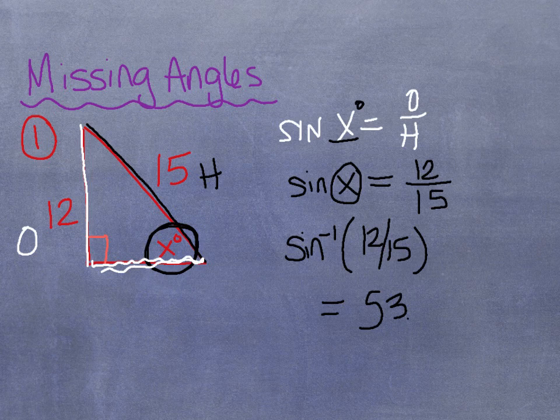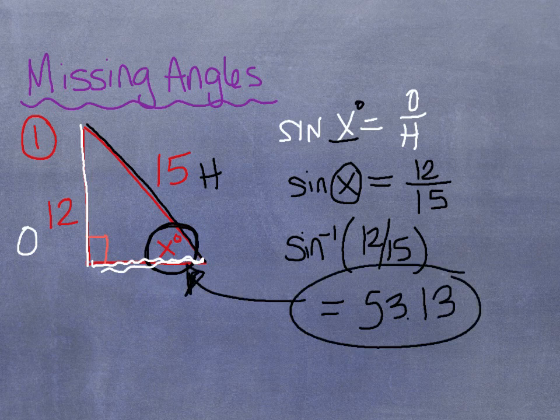53.1. Now you can use different abbreviations. I'm not going to trip too much about how many parentheses you use. If you want to be technical, you probably want to put 53.13. I always like 2 decimal places. So this is the degree right here of the missing angle.